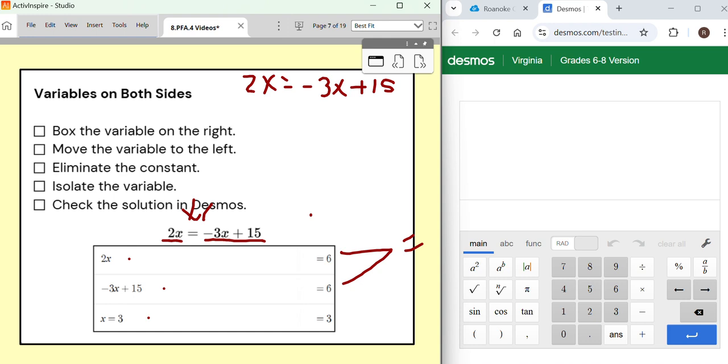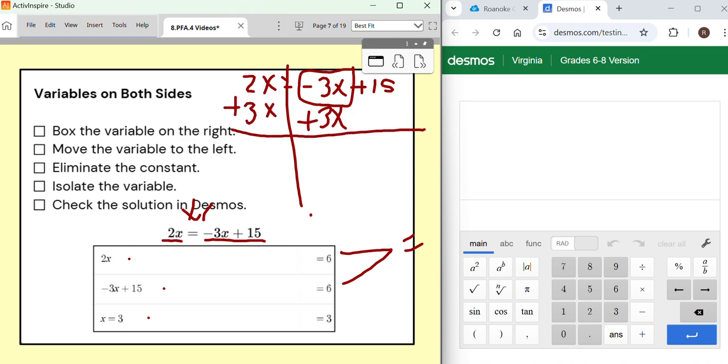Okay, and I'm going to draw my line. And the first thing I'm going to do is put this in a box because I know I have to move it across that line. So I have to do the opposite of what's being done now. So I'm going to add 3x, and I'm going to add 3x over here as well.